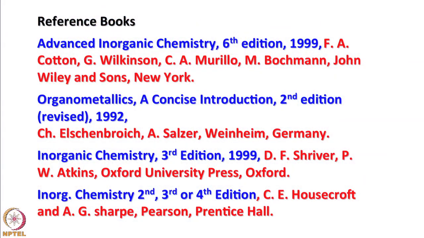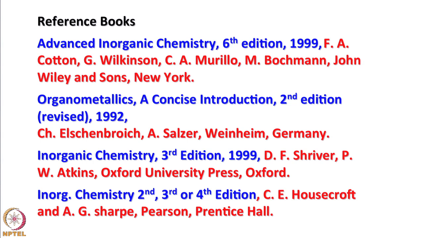Before I start, I am showing you some of the reference books I have used here: Advanced Inorganic Chemistry, 6th edition; Organometallic Chemistry: A Concise Introduction by Elschenbroich; Inorganic Chemistry, 3rd edition by D.F. Shriver and Atkins; and Inorganic Chemistry, where one can use the 2nd, 3rd or 4th edition, by C.E. Housecroft and A.G. Sharpe. Besides this, I have also taken some information from Wikipedia and other internet sources, and also some journals. Wherever I have taken, I have mentioned the article's details, so you can look into it.